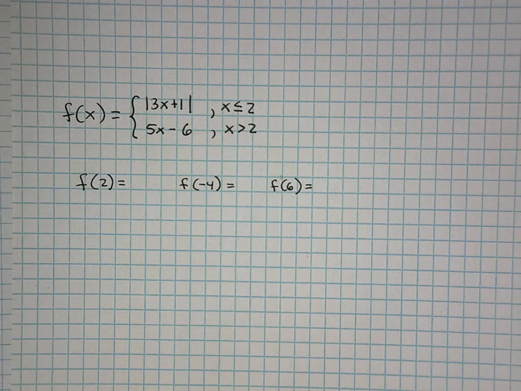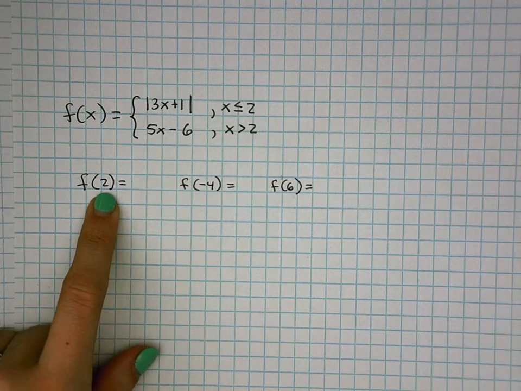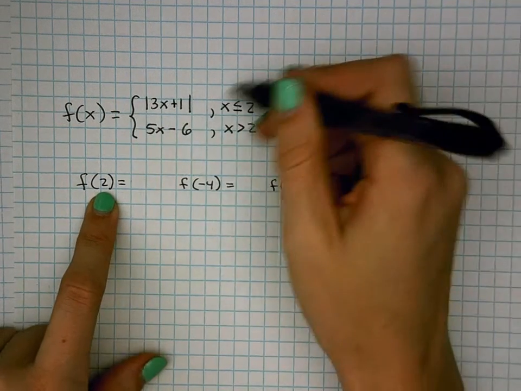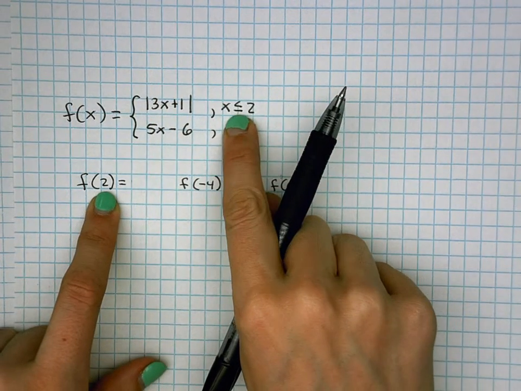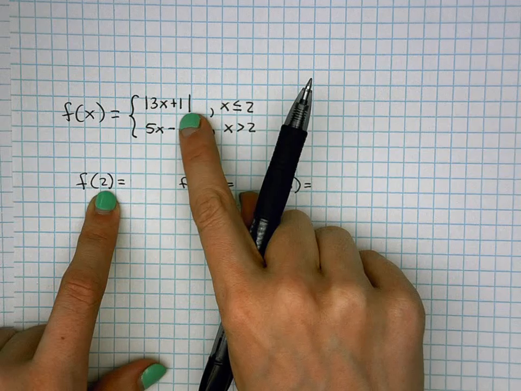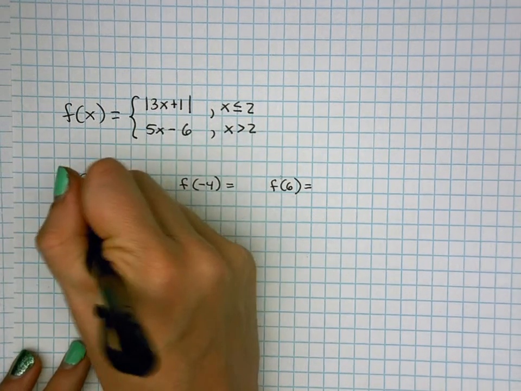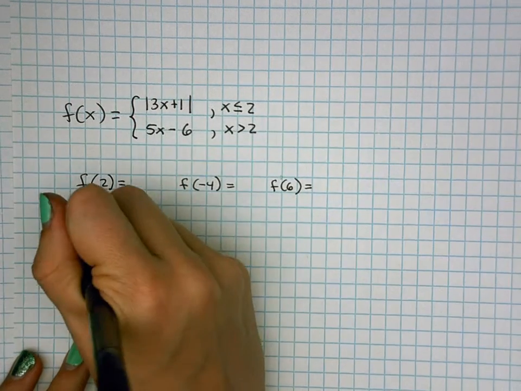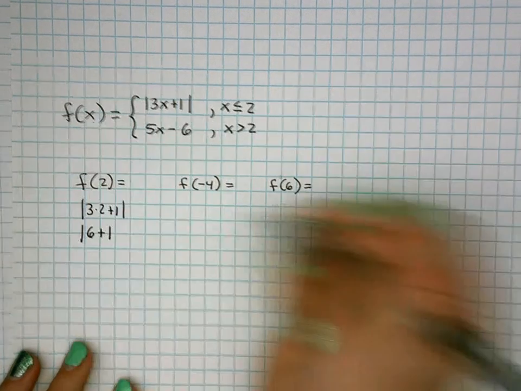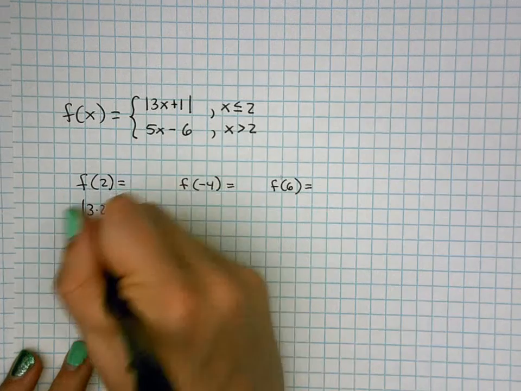Okay, f of 2, I want to know what happens when x equals 2. Looking at my inequality, which one applies to x equals 2? There's x equals 2, so I'm using this function. Absolute value of 3 times 2 plus 1, which is the absolute value of 6 plus 1, or the absolute value of 7, which is 7.